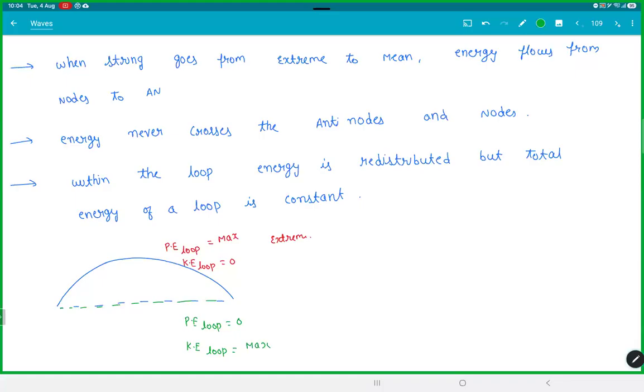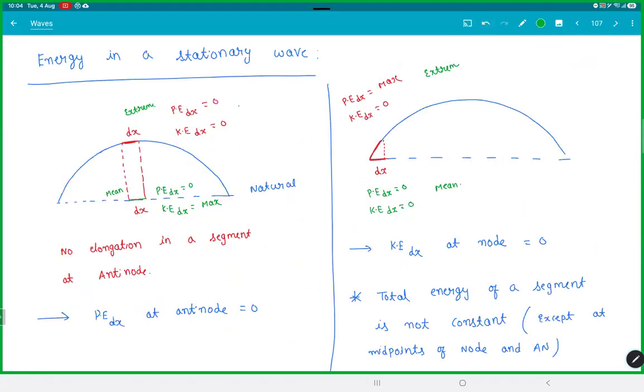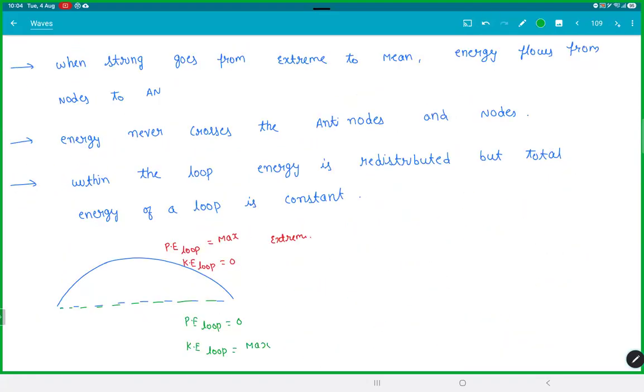So that we proved mathematically here. And this was potential energy of the loop. This was kinetic energy of the loop. They're changing with time, but the sum is constant. That's all the theory of energy in a stationary wave.